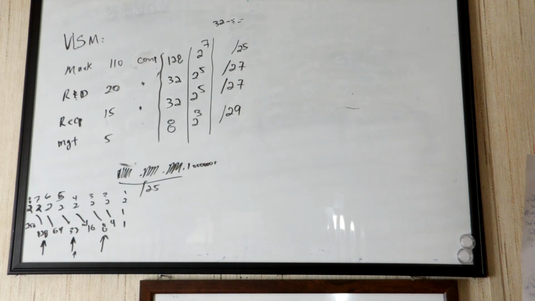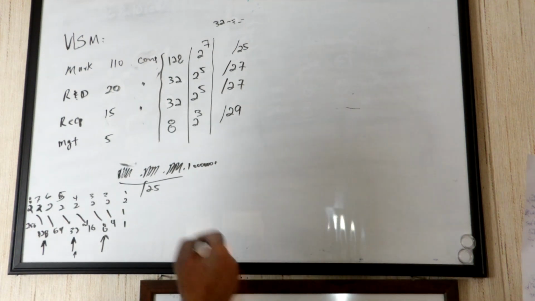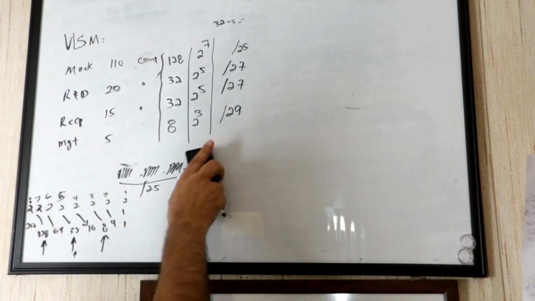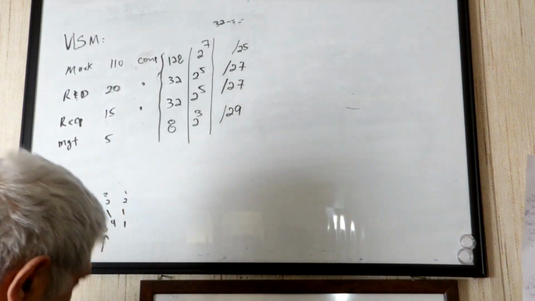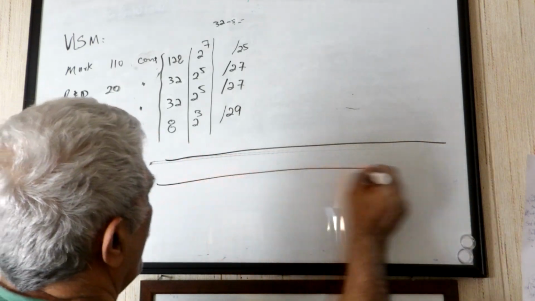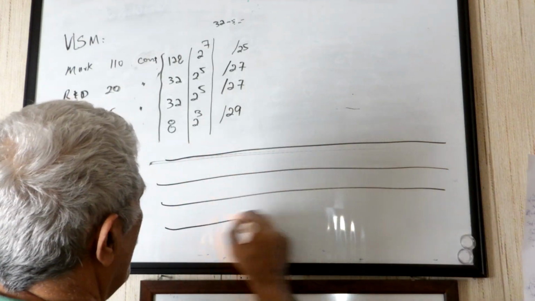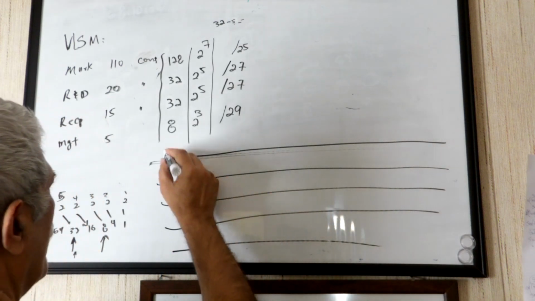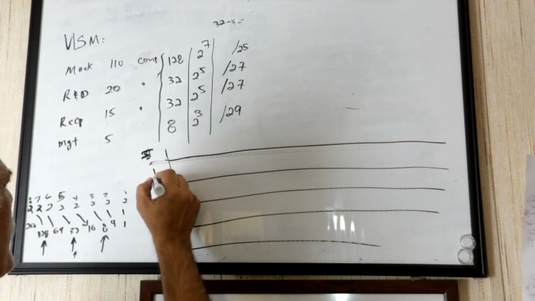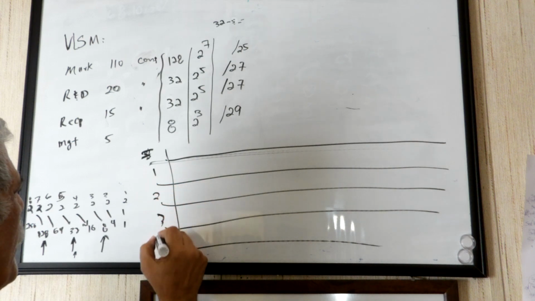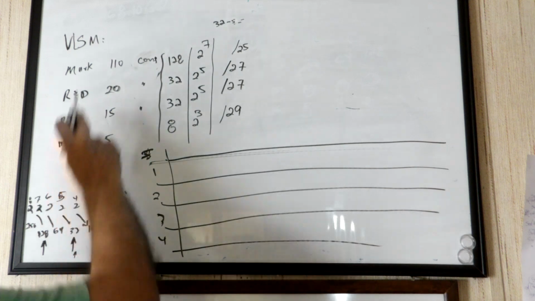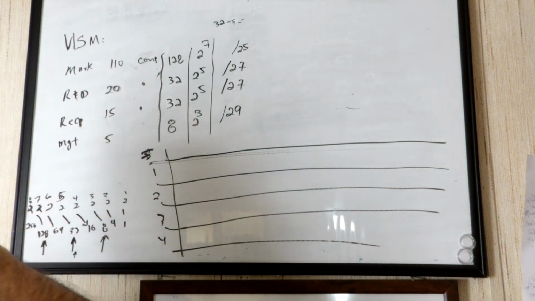So we write a table, okay? This is the number of subnets, 1, 2, 3, 4, 5, whatever the number here. There are 4 of them.